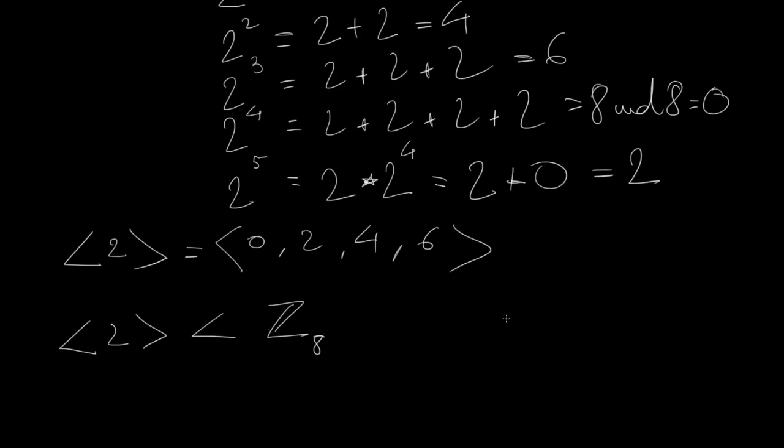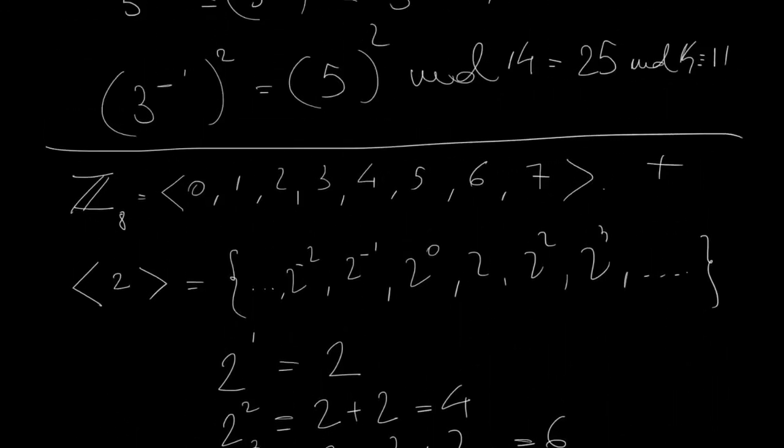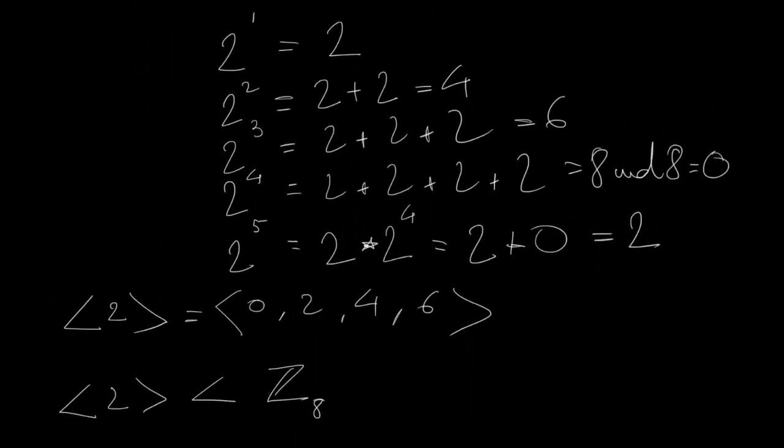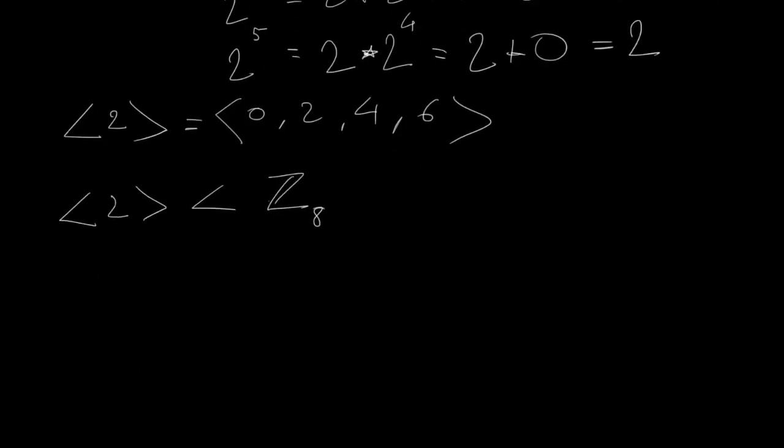Okay, so the element, like we said before, 3, if we raise 3 to all the integer powers with multiplication modulo 14, generates U14, the whole group. So 3 is called a generator of U14. So this is a generator of the group. In this case, 2 is not a generator of Z8. It doesn't tell us whether the group is cyclic or not, but 2 is not a generator.